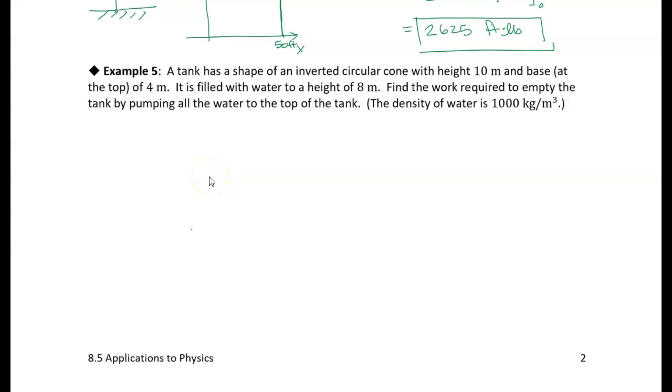All right, in this example, we have a tank that's an inverted cone with a height of 10 meters and a base, which is at the top, right, because it's inverted, of 4 meters. So the base is 4 meters. I think it means in diameter. Should be diameter. It's filled with water to a height of 8 meters, and we're asked to find the work required to empty the tank by pumping all of the water to the top of the tank.